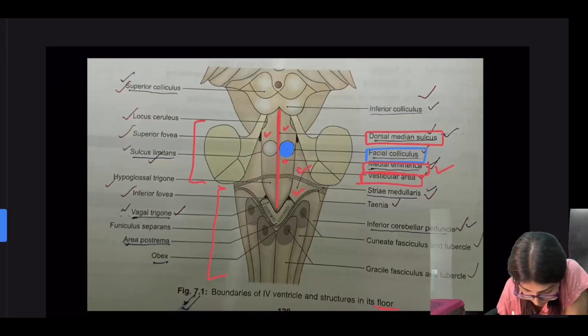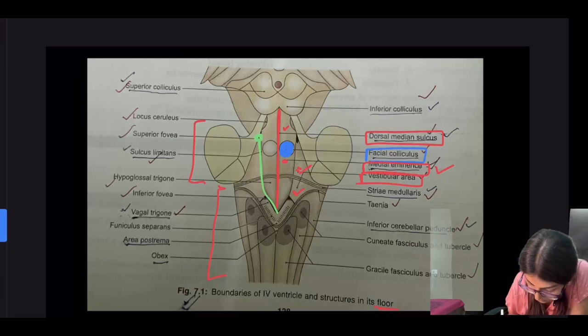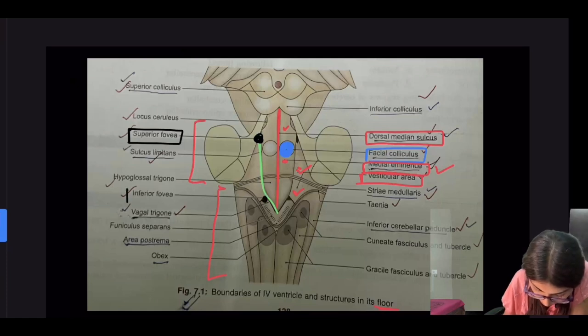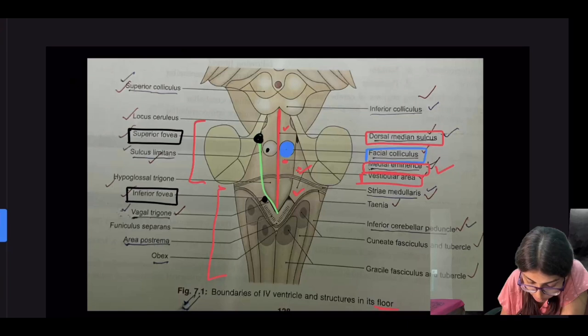So there is a sulcus limitans. This is the sulcus limitans. The sulcus limitans joins the superior fovea and the inferior fovea. And the superior fovea is present laterally to the facial colliculus. We can see this is our facial colliculus, and the superior fovea is present laterally to it.